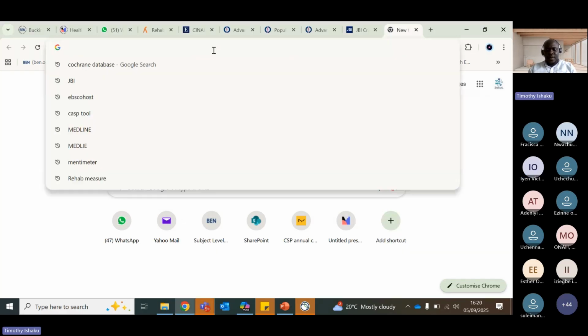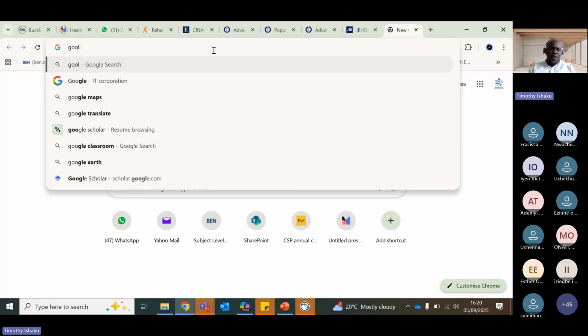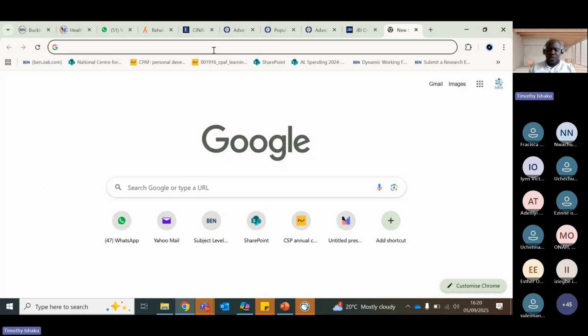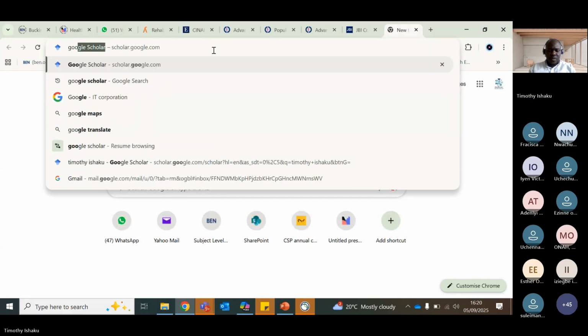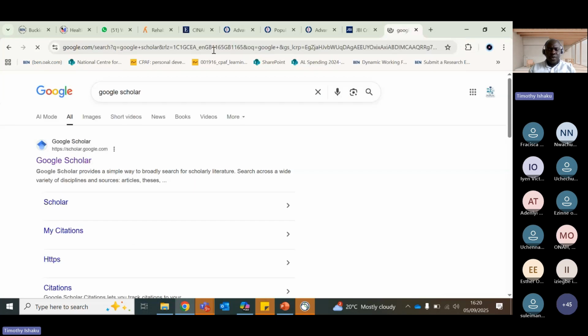Just type in whatever it is. Let's say stroke rehabilitation. So you want to find information about stroke rehabilitation. Maybe a normal Google search is not the best. You can just look at Google Scholar. I will encourage you to use that rather than normal Google, but you can do normal Google as well.